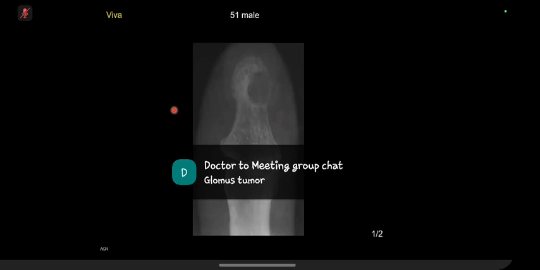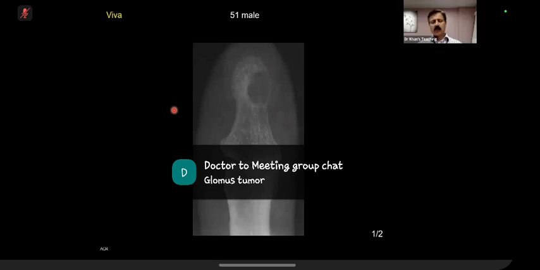Please continue. So it's an eccentric lucent lesion with a sclerotic margin in the tuft of the phalanx, the tuft of the finger or digit. Its appearance is benign, and again, the differential here could be an aneurysmal bone cyst, a hemangioma, or a glomus tumor, which can sometimes give this appearance. I would be guided by the history of the patient as well, but these are my top three differentials, and this is a benign lucent lesion.